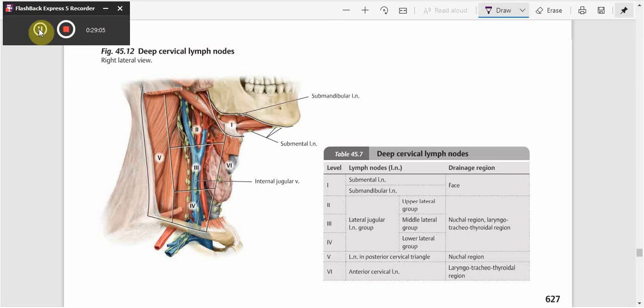So they're passing both to the upper lateral group and to the lower lateral group, and these nodes are situated along the internal jugular vein and are members of the deep cervical chain. As you can see, the term deep cervical chain is a very compatible term for what this really is. So into the upper lateral and into the lower lateral.